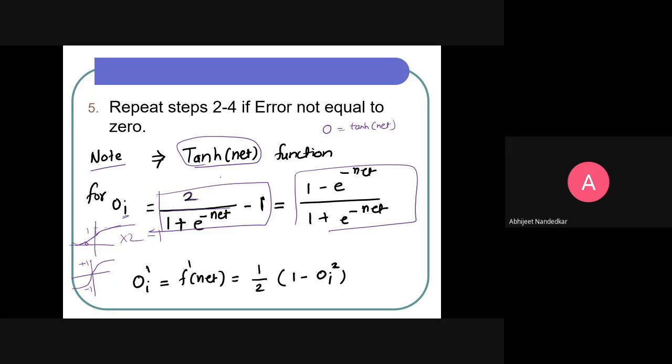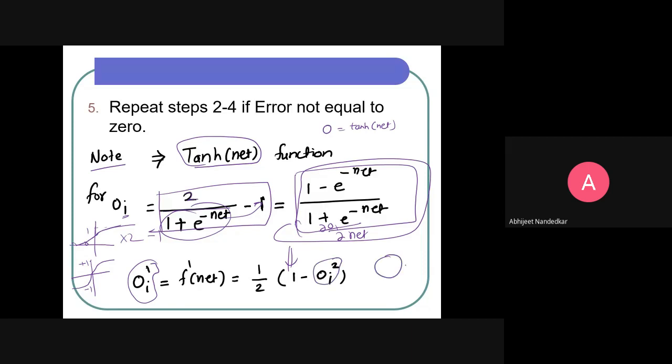Sorry, not this one. If I multiply this and solve, I will get this quantity. And if I differentiate this with respect to net, then I will get this particular thing, half into 1 minus OI square. So what it means is, to compute O dash, I just need to compute the output of the neuron.